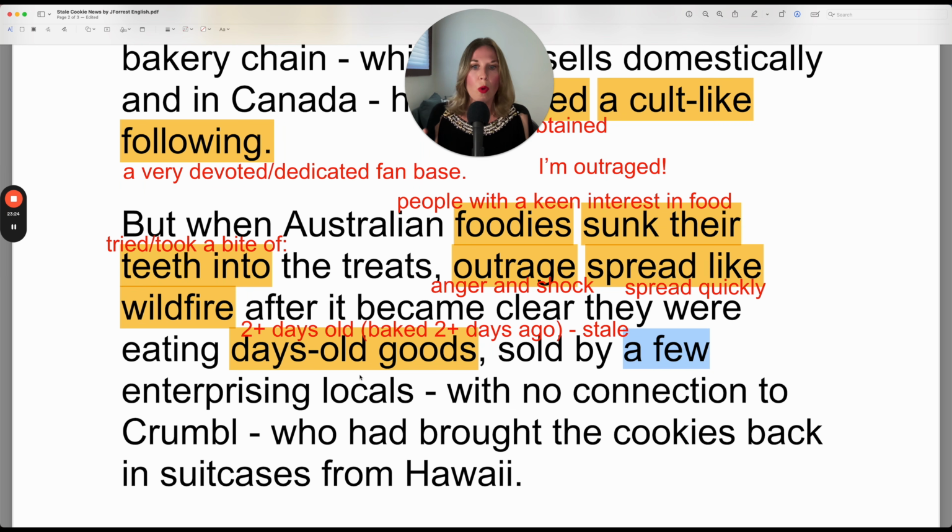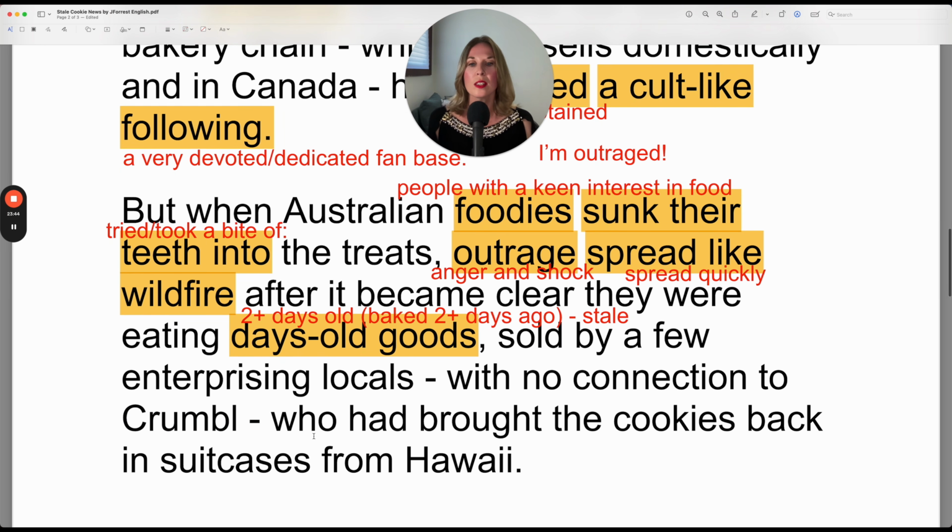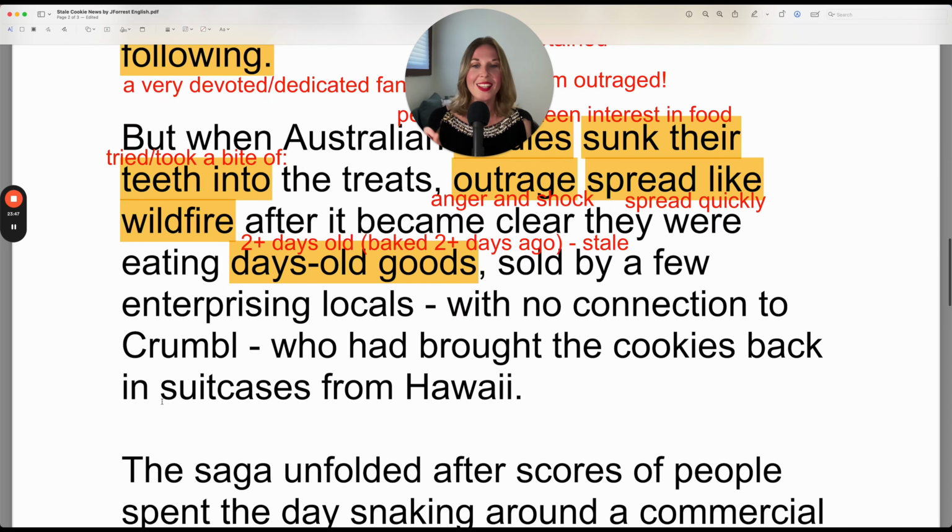So maybe 3 or 4 locals, people who live in Australia but who are interested in business with no connection to Crumbl. So remember, they're selling stale Crumbl cookies in this pop-up, this temporary store, but there's no connection to Crumbl. So that's very important. Who had brought the cookies back in suitcases from Hawaii. Because remember, Crumbl doesn't sell in Australia. Crumbl only sells where? Domestically in the United States and in Canada. So Hawaii is in the United States.